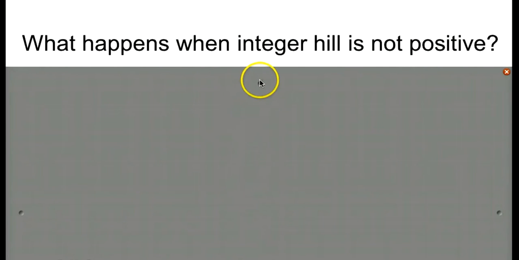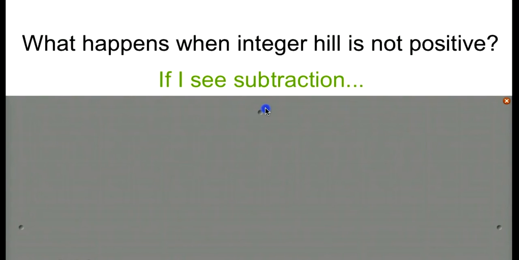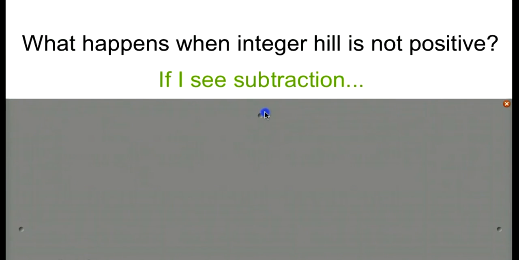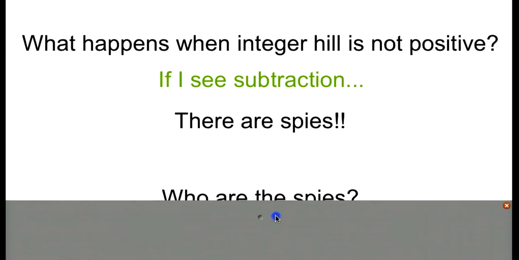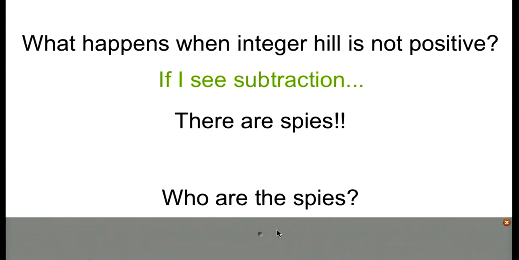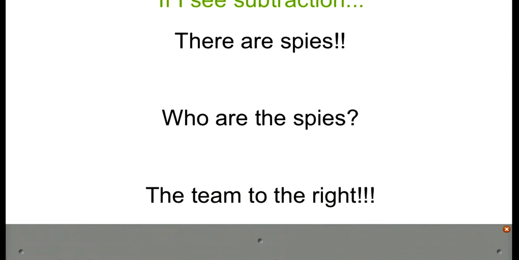What happens when integer hill is not positive? If integer hill is not positive, when I see subtraction, that's when integer hill is not positive. There are spies. Who are the spies? The team to the right is always the spy.